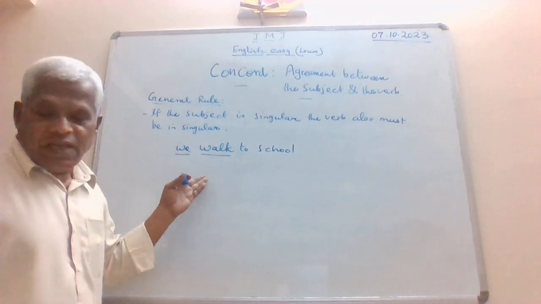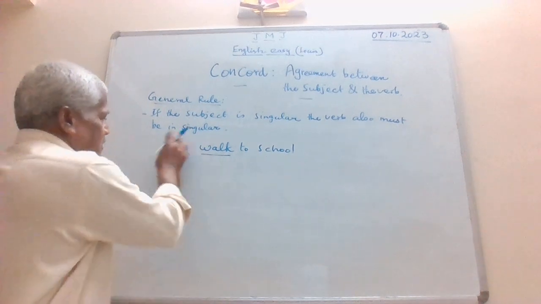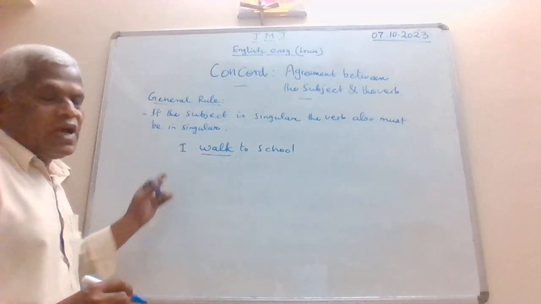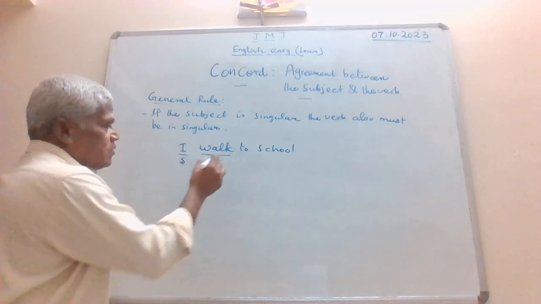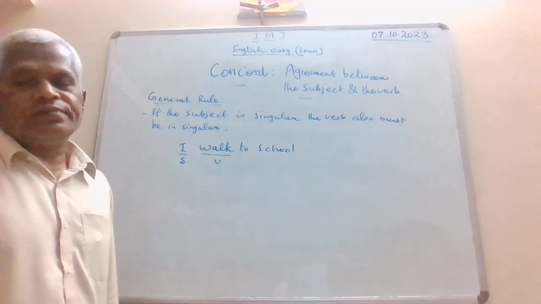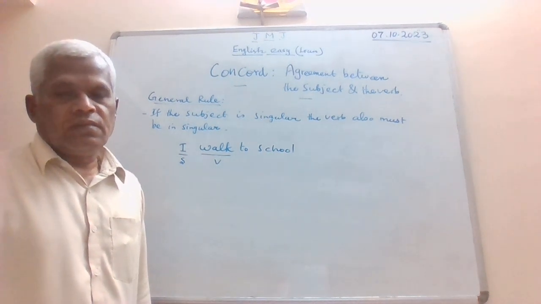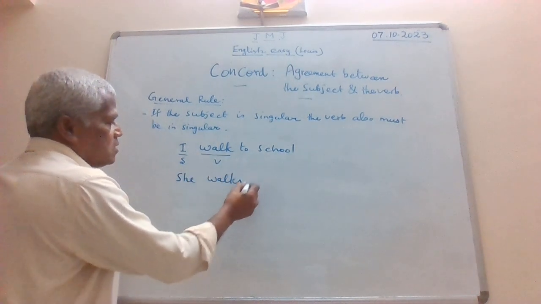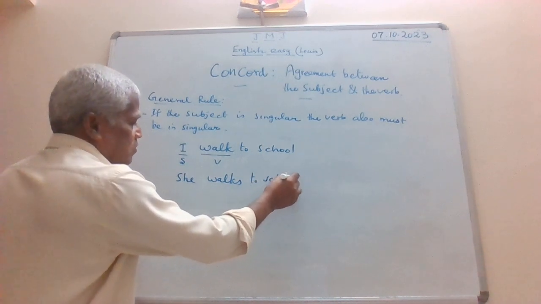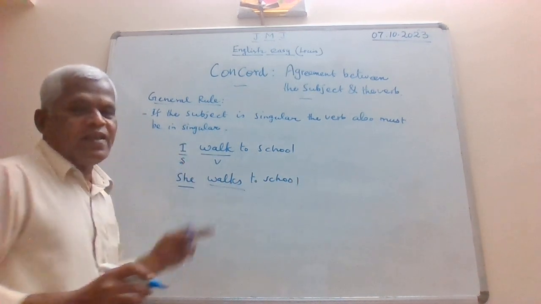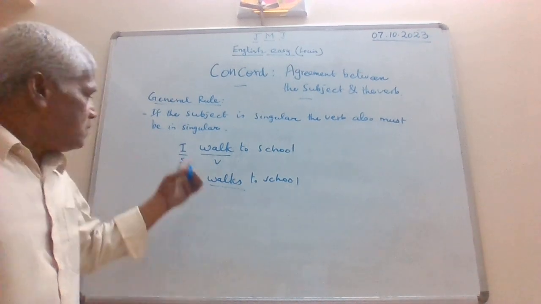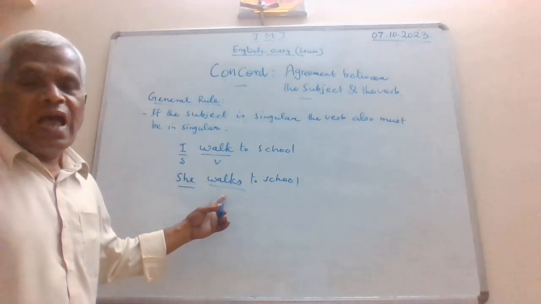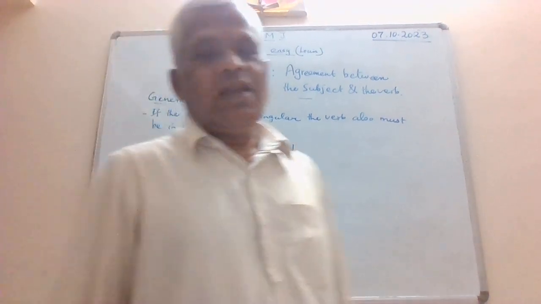Now instead of we, let me use the subject I, so that it will be easy for you. I walk to school. This is the subject and this is the verb. I walk to school. She walks to school. See? Singular subject, verb agrees. Now why am I adding s to the main verb here?